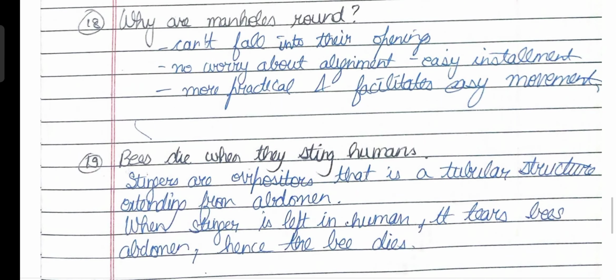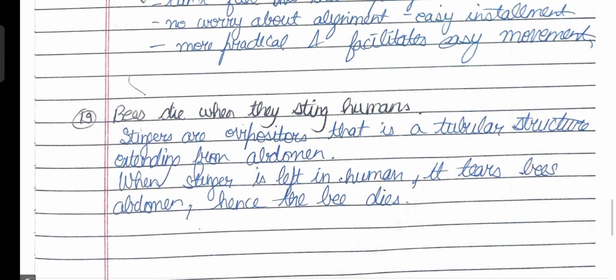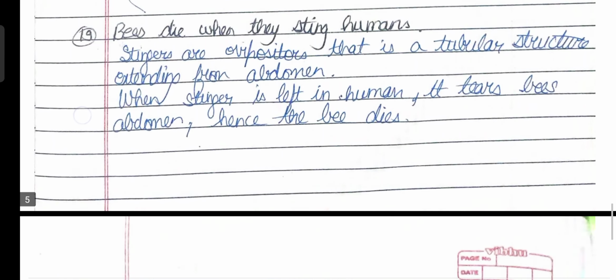Now the next question is, when bees sting humans, they die. Why does this happen? The stingers are actually the ovipositors, which is a tubular structure extending from the abdomen. The ovipositor is a structure in the bees wherein they lay eggs, and it is attached to their abdomen or stomach. When the bee stings, it leaves its stinger, and in the same process it tears its abdomen. The stomach gets torn up, and because of that, it eventually leads to the death of the bee.